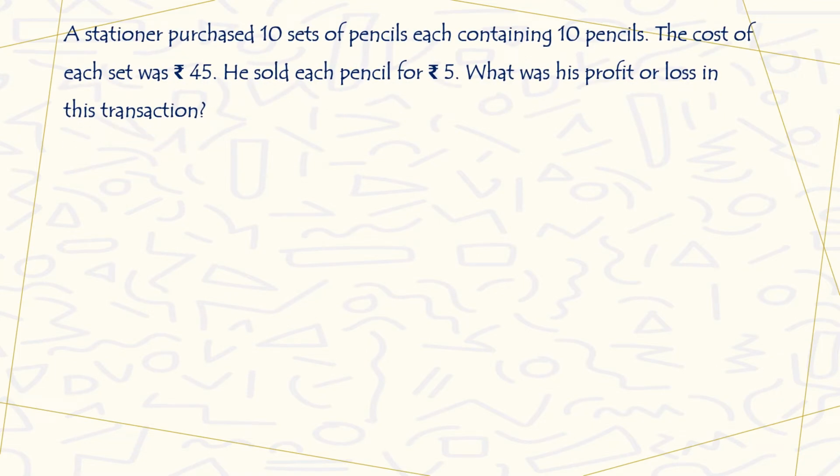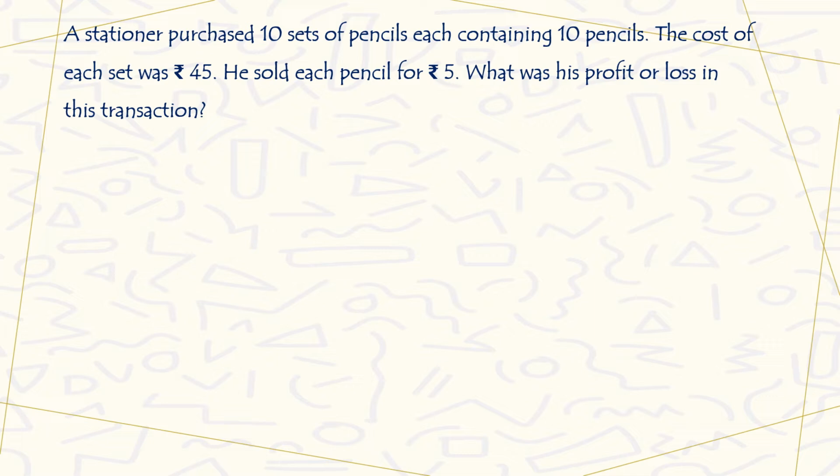A stationery purchased 10 sets of pencils, each containing 10 pencils. एक stationery की दुकान थी, वहाँ पर he had purchased 10 sets of pencil. 10 set, ठीक है, not single pencil. We're talking about sets of pencils, pencil के boxes. Each containing 10 pencils. The cost of each set was rupees 45. एक सेट जो था 10 पेंसिल्स का that was for 45 rupees.